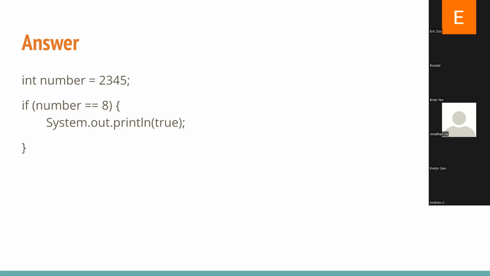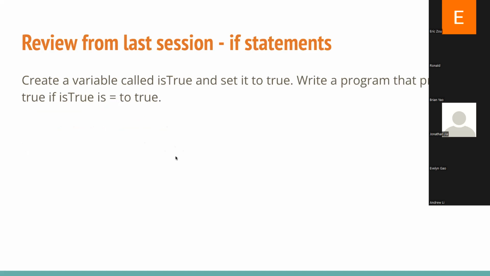So basically, if the variable number is equal to 8, in this case, it's not, because number is 2345, System.out.println true, so it just prints a line that says true. If this was 8, it would print true. But since this is not equal to 8, this actually prints nothing.